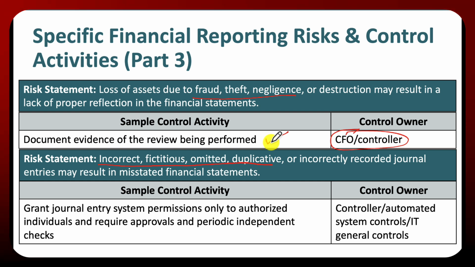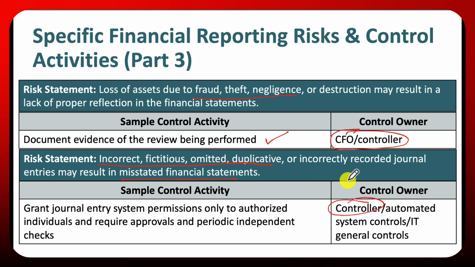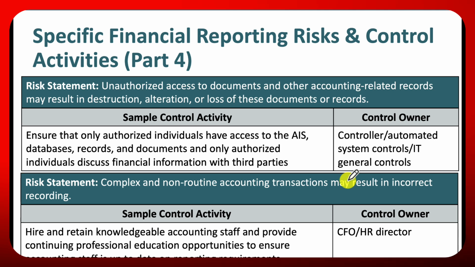We might also have another risk of incorrect, fictitious, omitted, or duplicate recorded journal entries, and that could also misstate our financial statements. So here it could be the controller or even our IT controls or an automated system that can grant the journal entry system permission only to authorized individuals, or require approvals and independent checks.